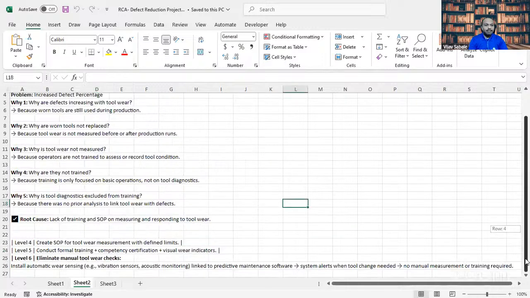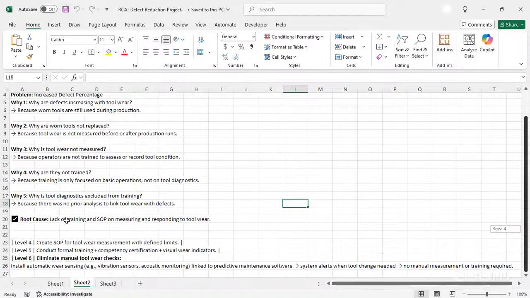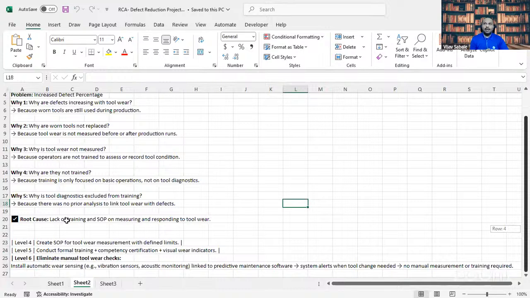Which level of root cause is it? The root cause belongs to which category? Poor skill. Poor skill can also come, but more than poor skill, we should go to poor skill at the last, as I said, right?